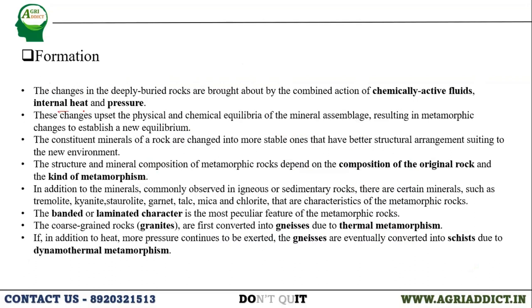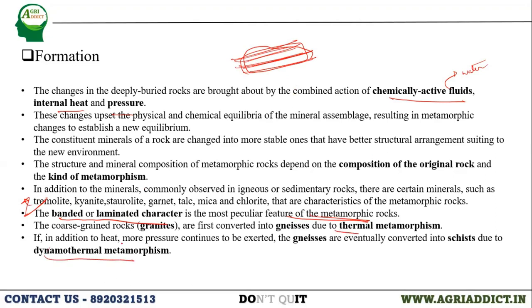See, internal heat, pressure, and also chemically active fluids. Water is also a kind of fluid. So these three will be acting on different rocks and form the metamorphic rocks. And here, banded or laminated character is the most peculiar feature of metamorphic rocks. This is very important. Metamorphic rocks are characterized by this laminated character. If you see metamorphic rocks, if the rock is like this, you can see bands here. Bands or laminations. So this is the peculiar feature for metamorphic rocks. Again, the examples for thermal, dynamo thermal, hydrometamorphism are very important here.